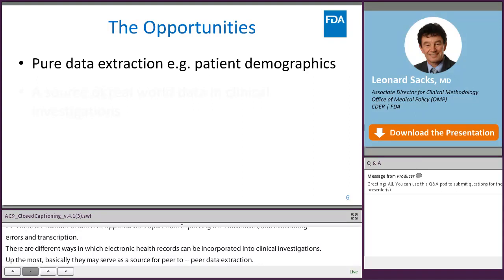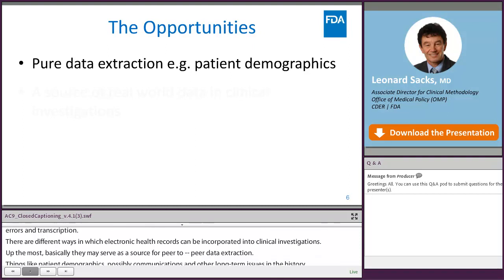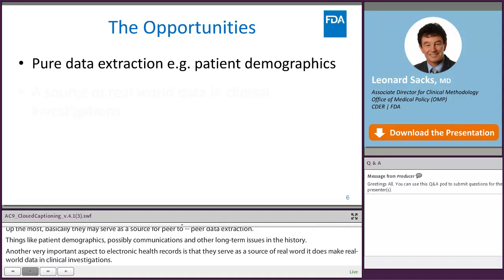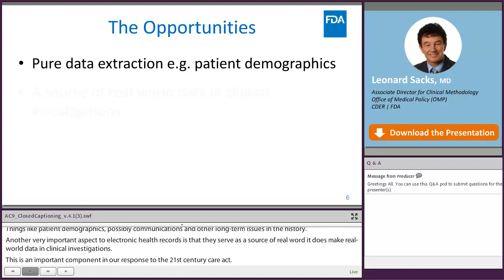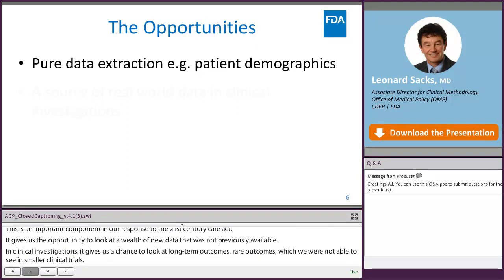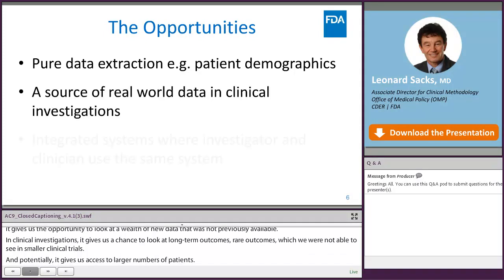Another very important aspect to electronic health records is that they serve as a source of real-world data in clinical investigations. And this is an important component in our response to the 21st Century Cures Act. It gives us the opportunity to look at a wealth of new data that was not previously available in clinical investigations. It gives us a chance to look at long-term outcomes, rare outcomes, which we weren't able to see in smaller clinical trials, and potentially gives us access to larger numbers of patients. So many potential advantages to use of electronic health records for the purposes of real-world data.